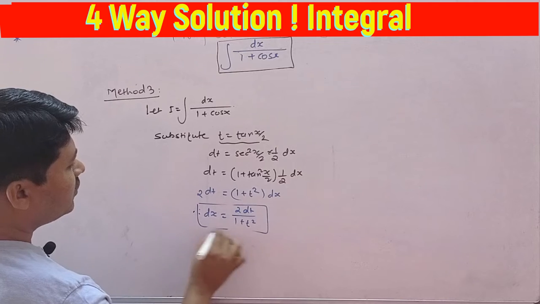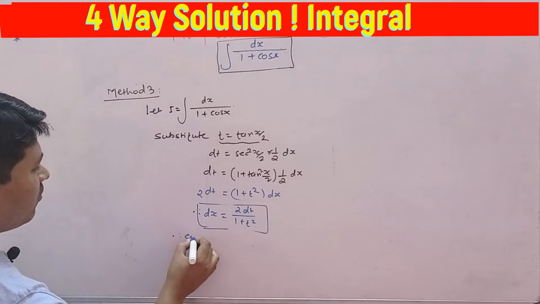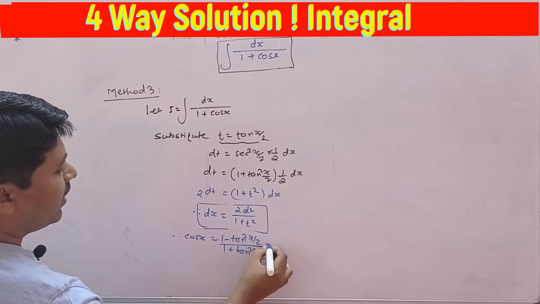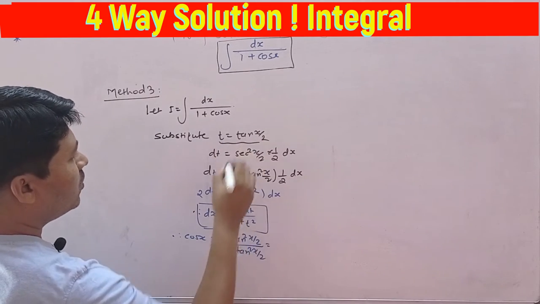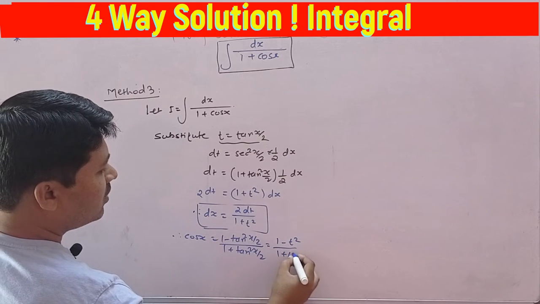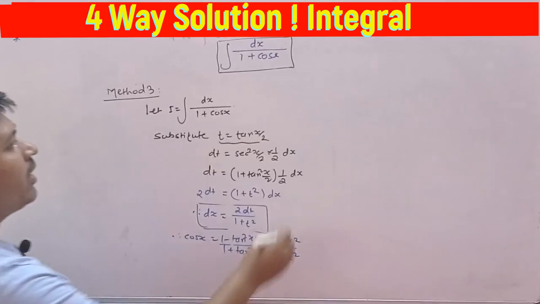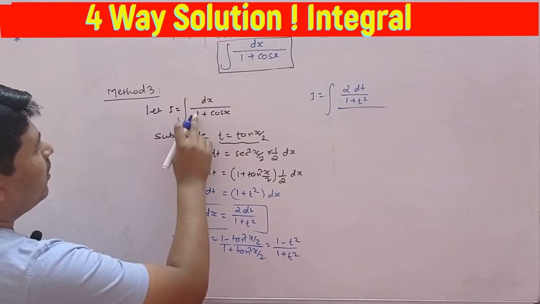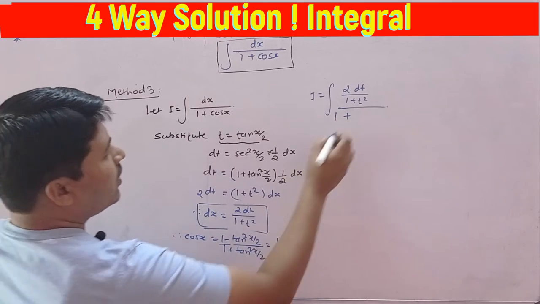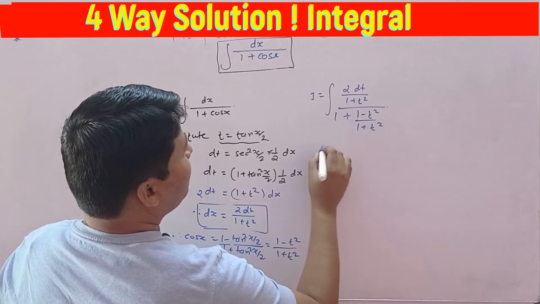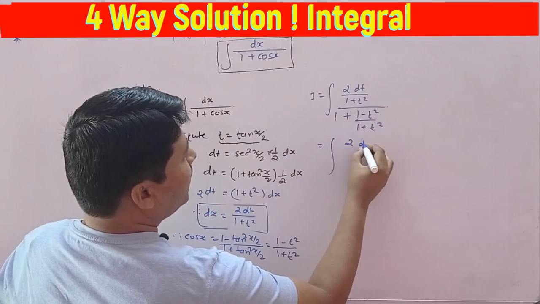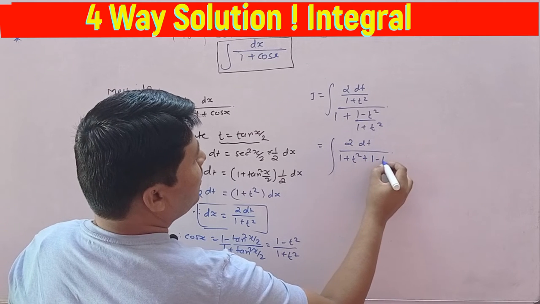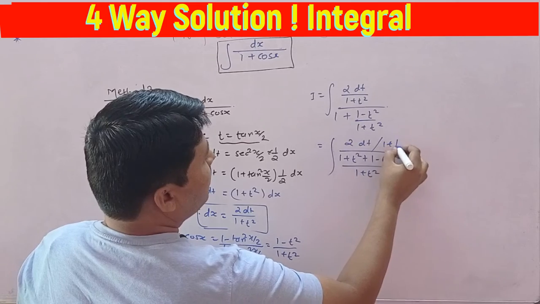Got it? Then the related formula for cos x is equal to 1 minus tan square x by 2 divided by 1 plus tan square x by 2, and substituting t equal to tan x by 2, we get 1 minus t square divided by 1 plus t square. Then this integration becomes I equal to integration of 2 dt divided by 1 plus t square, plus, substituting cos x, 1 minus t square divided by 1 plus t square. After simplification, we get 2 dt divided by, 1 plus t square plus 1 minus t square, all divided by 1 plus t square.